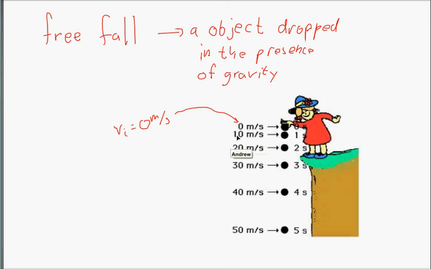At time 1 it's going 10 meters per second. At time 2 it's going 20. Time 3 it's going 30. Time 4 it's going 40. Time 5 it's going 50. Now this is not exactly 100% accurate.